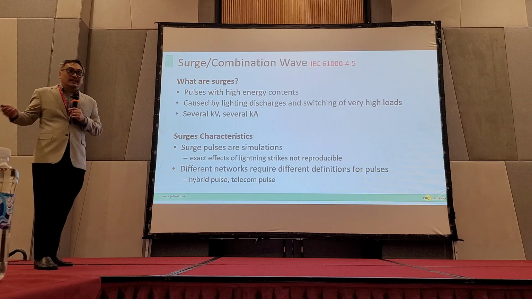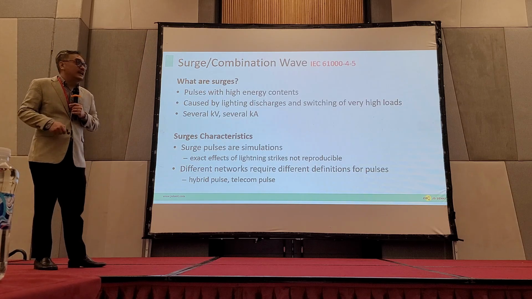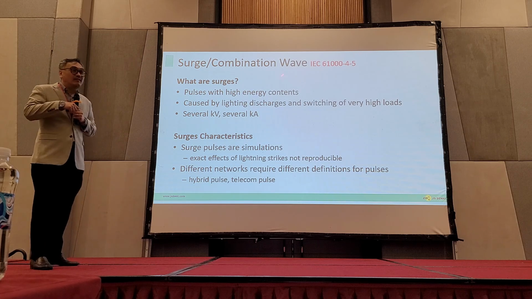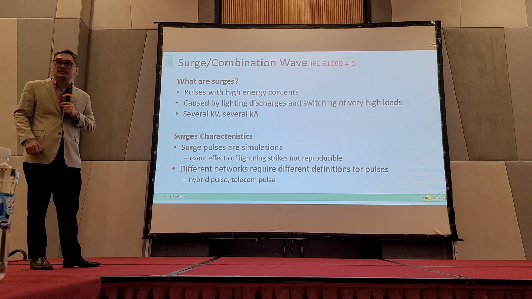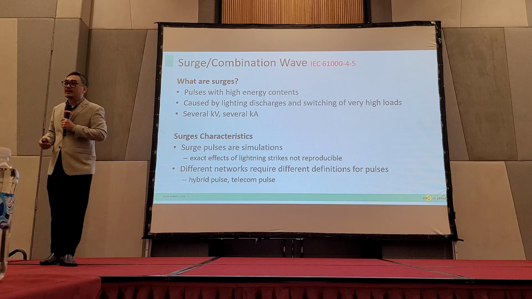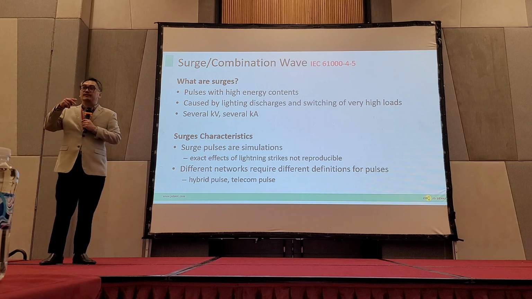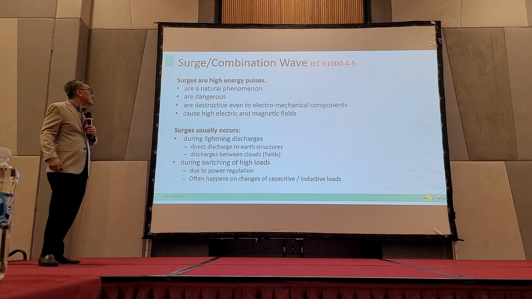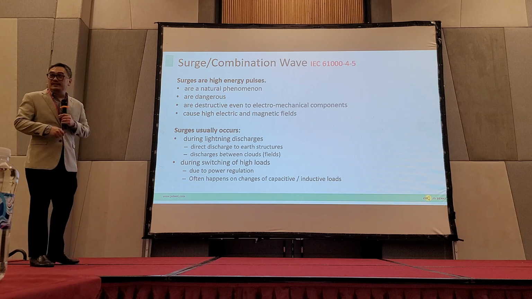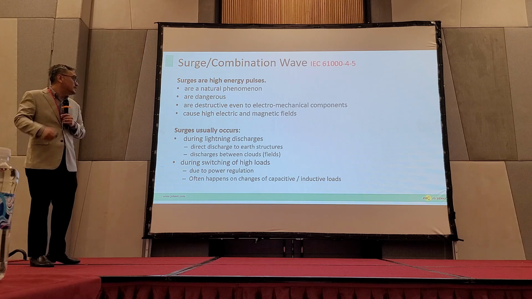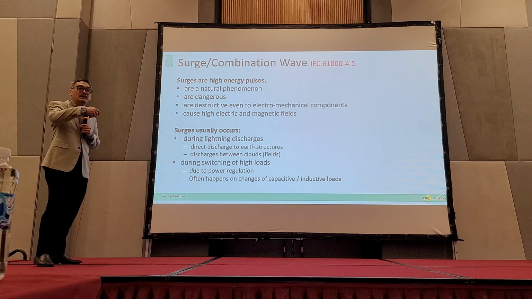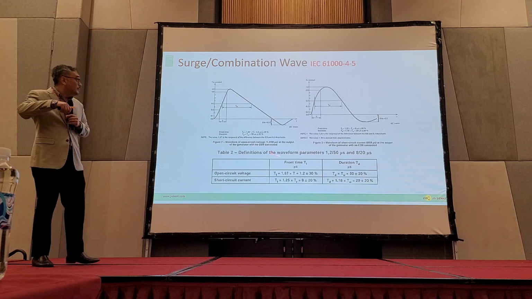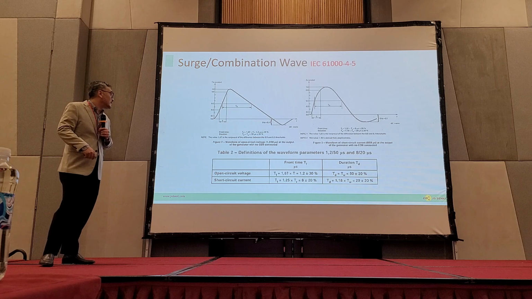Then another high voltage surge is defined in 61000-4-5. So this is another type of high voltage surge. Surges are typically very high voltage and also high energy, so they are dangerous. They can be destructive. They can destroy your components during the surge test. The pulse is defined by the standard.